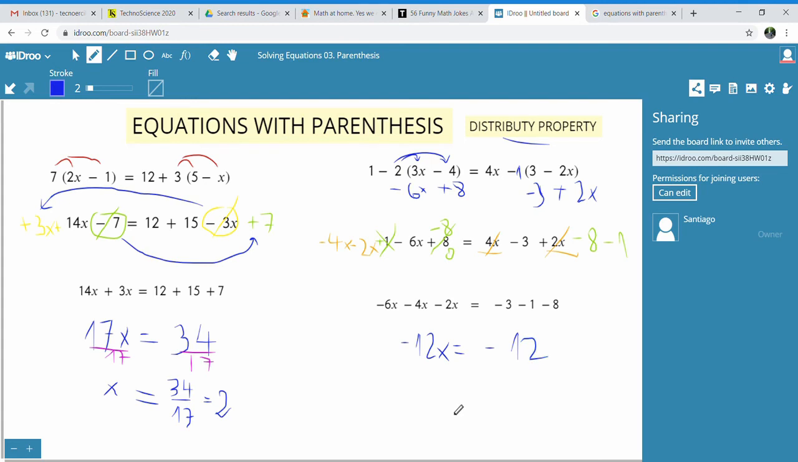So now you have to isolate the variable. How do you do that? You divide both members of the equation by the same value, by the coefficient of the x. The coefficient of the x is minus 12. Then we divide both sides by minus 12. So we have minus 12 divided by minus 12, which equals minus divided by minus is plus, 12 divided by 12 is 1. So it seems that the solution of this equation is x equals 1.